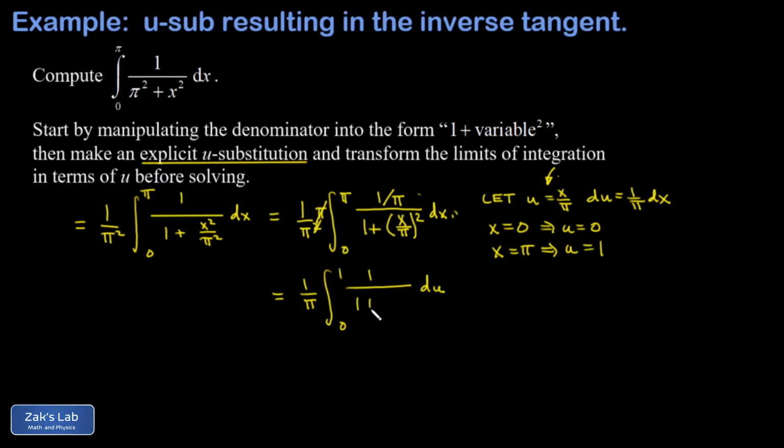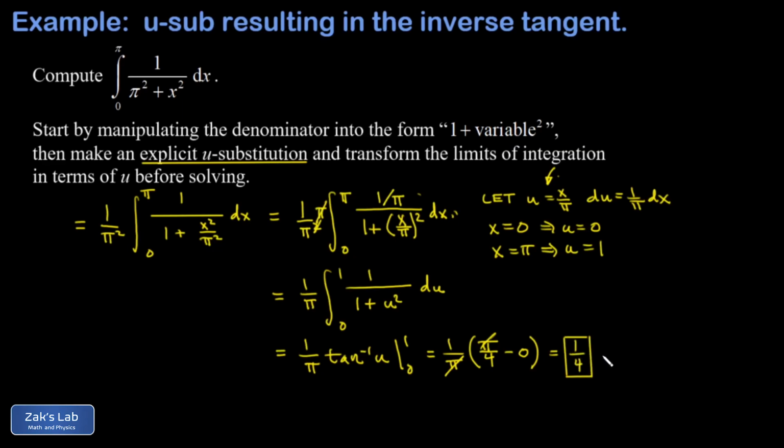And in my denominator, I have a 1 plus u squared. The antiderivative of that is just an inverse tangent of u. And we're evaluating from 0 to 1. So I get inverse tangent of 1, which is pi over 4 for my upper limit, minus the inverse tangent of 0, that's the angle whose tangent is 0, that's 0 for my lower limit. The pi's cancel, and my integral evaluates to 1/4. And we're done with that one.